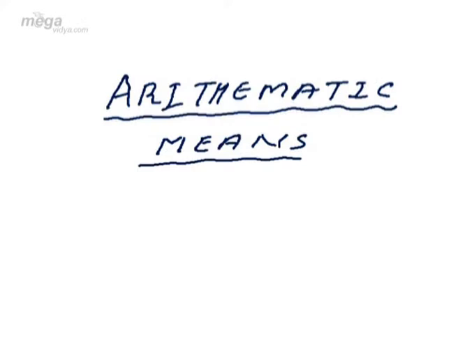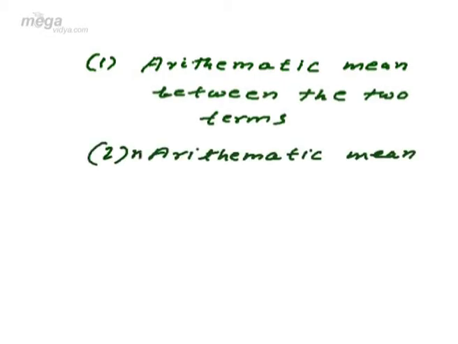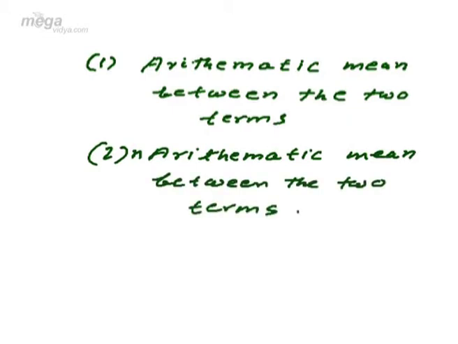Okay, now we discuss the arithmetic means. First point, arithmetic mean between the two terms. The first part is the arithmetic mean between the two terms, and the second part is n arithmetic means between the two terms.